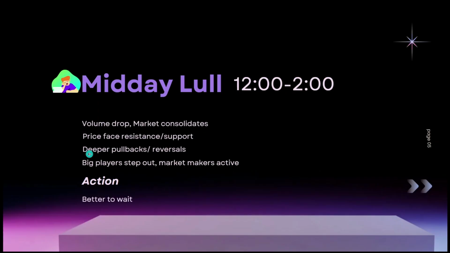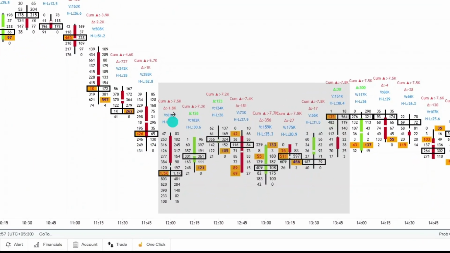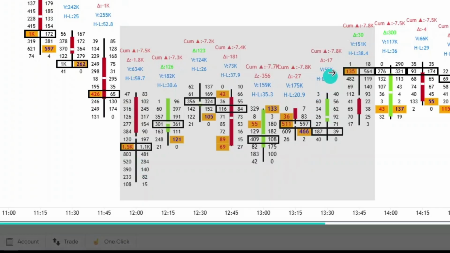This is where you will see deeper pullbacks, or if at all any reversal has to happen, a total reversal might happen. Big players generally step out, and they will be exchanging their positions with the retail traders who start trying to catch the extremes. So here again, better to wait. Coming to this example, we can call this phase prices going into a sideways market, volumes have dropped.